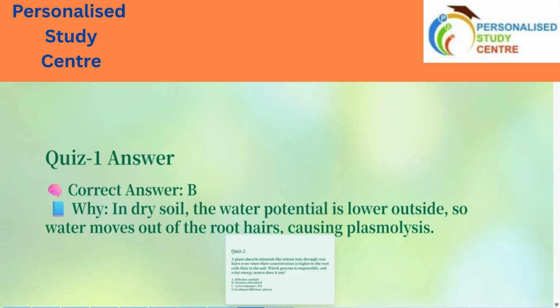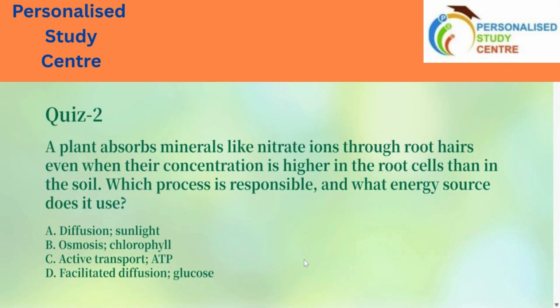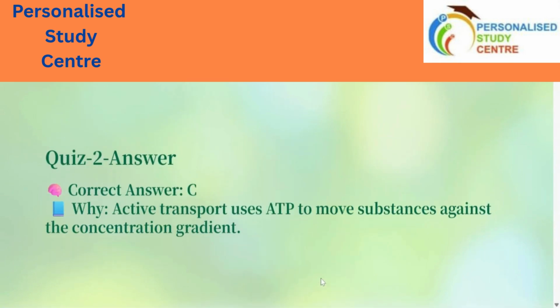Now, a plant absorbs minerals like nitrate ions into root hairs even when their concentration is higher in the root cell than in the soil. Which process is responsible and what energy source does it use? So again the four options A, B, C, D have been given. Which one is the right answer? The right answer is C. Why? Because active transport uses ATP to move substances against the concentration gradient.